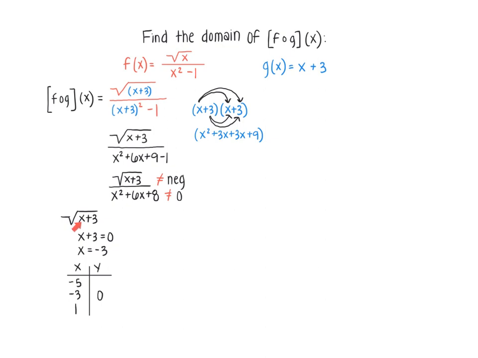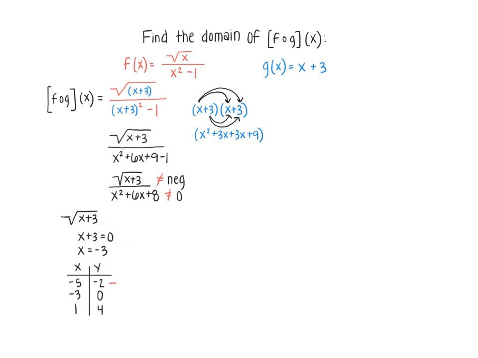So if I plug negative 5 into this equation right here, I get negative 5 plus 3, which gives me negative 2. So I know at negative 5, my y value is negative. And now if I plug in 1 to this equation, I get 1 plus 3, which gives me positive 4. So I know at 1, I get a positive number. So in this situation, if I go below negative 3, I end up with negative values.